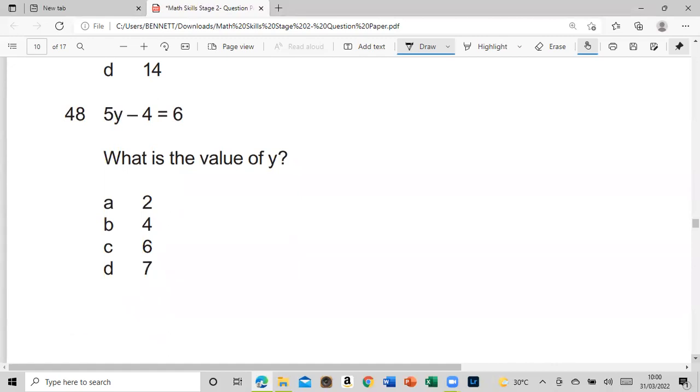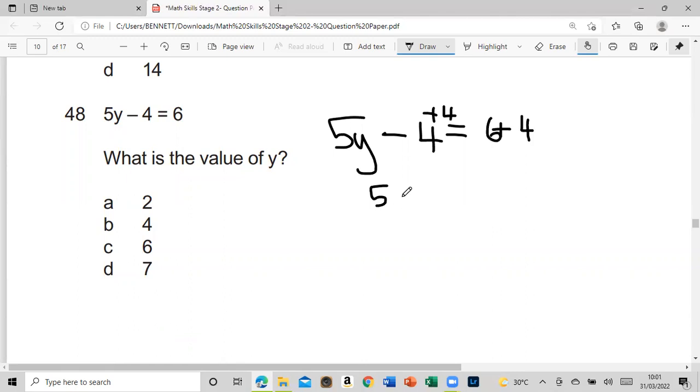Alright, so it says 5y minus 4 is equal to 6. What is the value of y? So 5y, we add 4 to this side, which is the opposite. So 5y is equal to 10, and then we divide both sides by 5. So y is equal to 2.